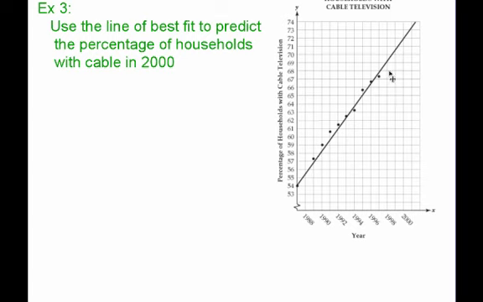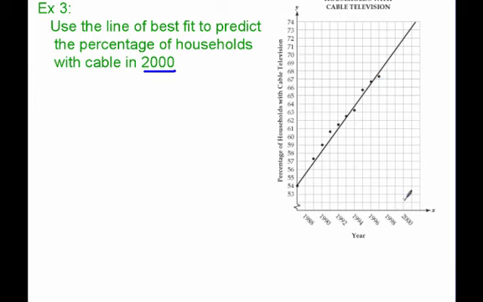So here we've got a scatter plot describing the percentage of households with cable television based on the year from 1988 to 2000. All right, and you can see the scatter plot's been drawn in here, and so has the line of best fit. Notice how the line of best fit touches some of the data points, but not all of them. And we're being asked to use this line of best fit to predict the percentage of households with cable in the year 2000.